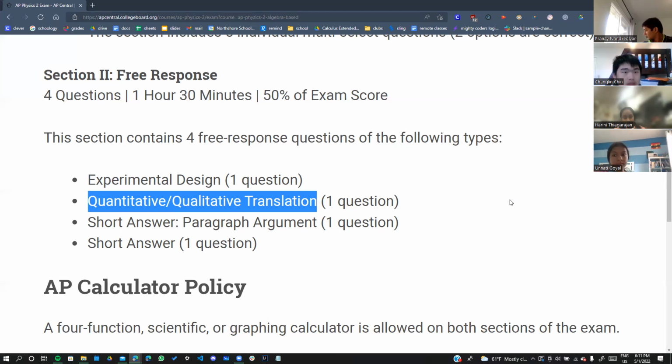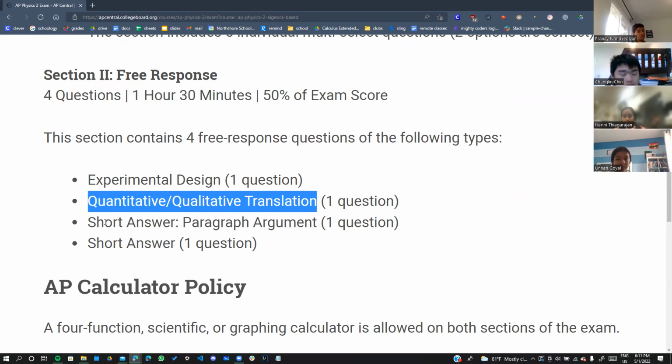There's some math, but very little math on the overall exam if you've taken Physics 1 before. In Physics 1 and Physics 2, it's very similar in that there's a limited amount of math in the entire exam. But there will definitely be analysis between different equations and trying to figure out how this relates to that. That's what the quantitative qualitative translation is.